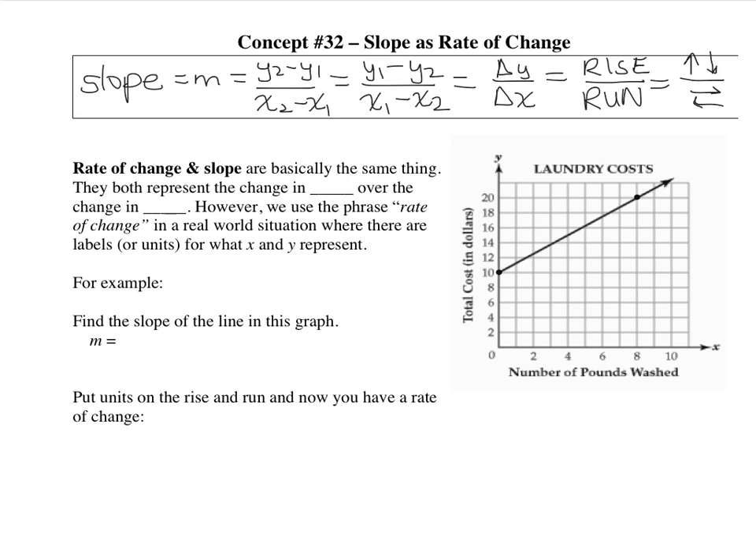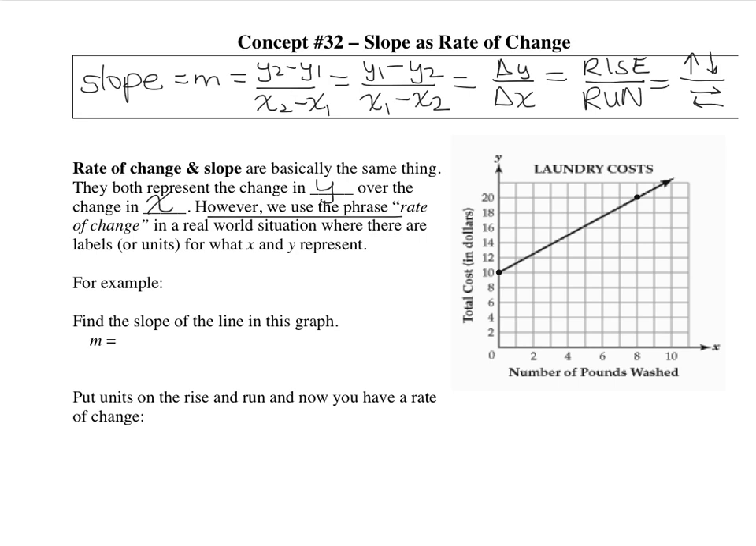Now, rate of change. Rate of change and slope are basically the same exact thing, and that's what I'm saying right here. They both represent the change in y over the change in x. However, we use the phrase rate of change in a real-world situation where there are labels or units for x and y. So we say rate of change if we know what x stands for and what y stands for, okay?